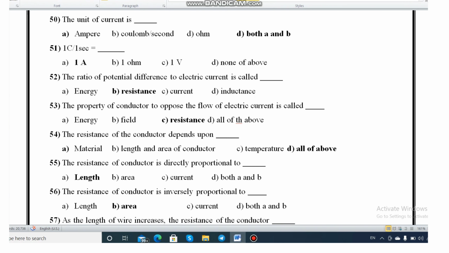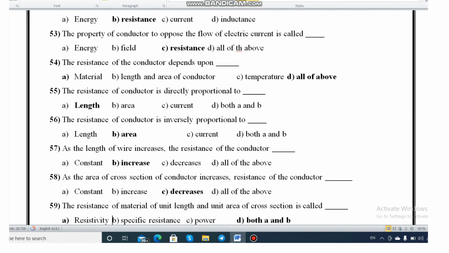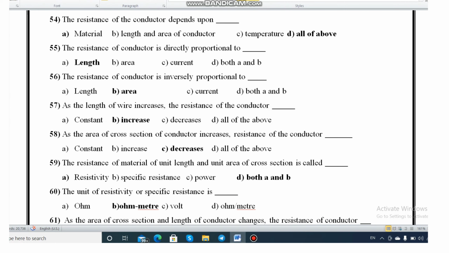The resistance of a conductor depends upon what? It depends upon material, length and area of conductor and also on temperature. That means it's all three factors. The resistance of a conductor is directly proportional to length. Then question number 56, the resistance of a conductor is inversely proportional to what? It is inversely proportional to area. As the length of wire increases, the resistance of a conductor also increases. As the area of cross section of conductor increases, the resistance of a conductor decreases.